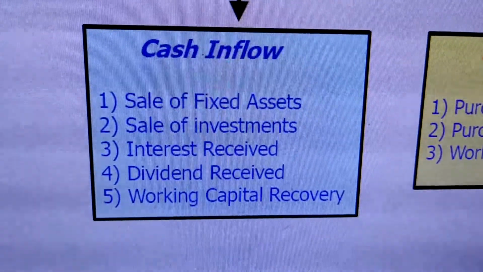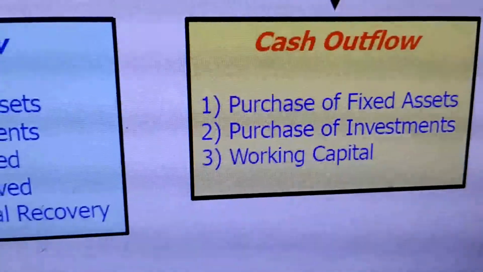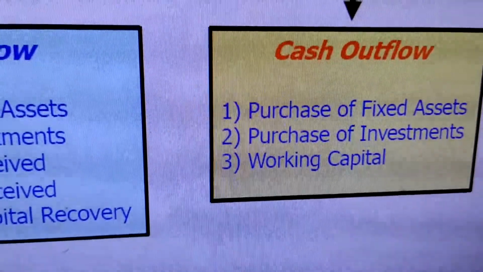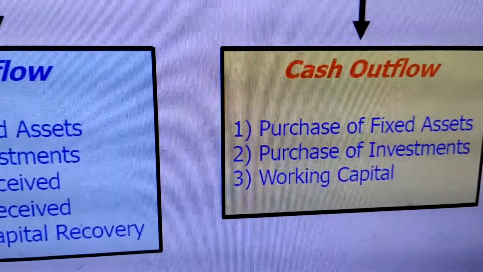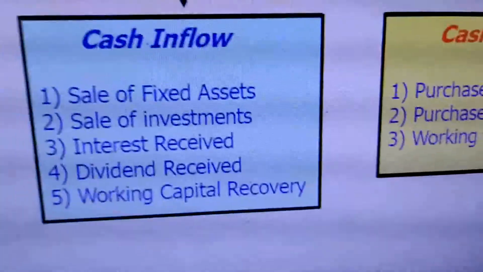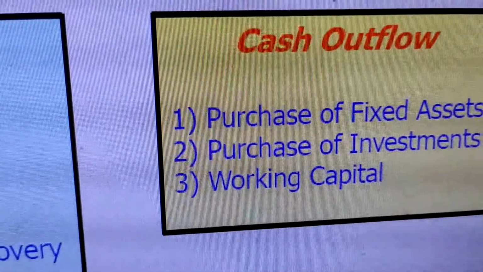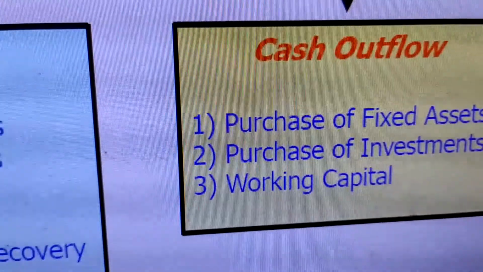That is inflow. Suppose you are purchasing land and building. Your organization is going to purchase land and building, so you need to spend an amount. If you sell fixed assets, your money will come in, and if you purchase fixed assets, the money will go out. The cash is outflow.